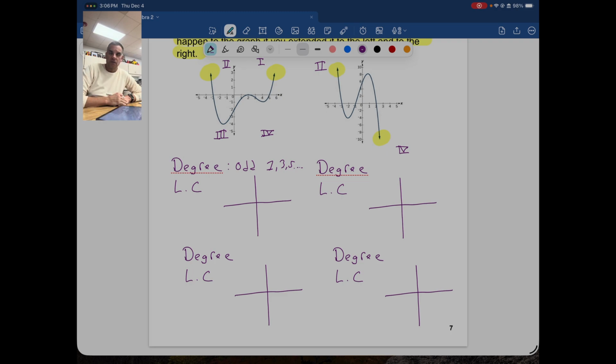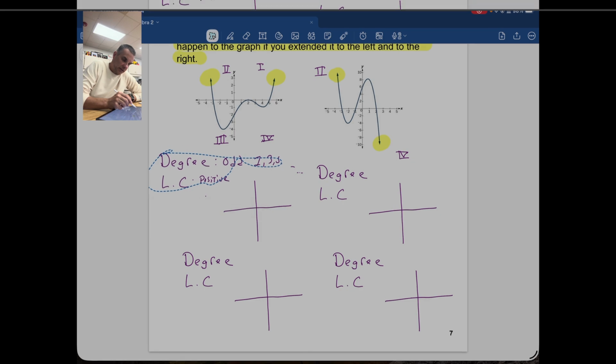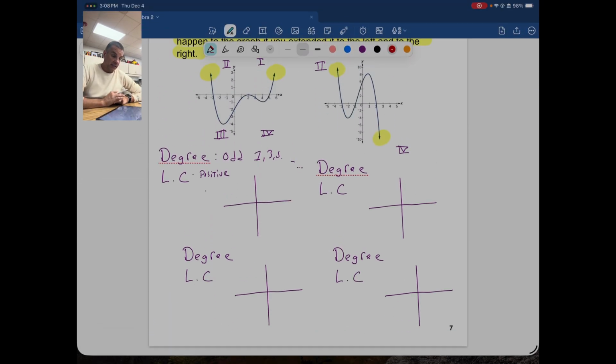And the leading coefficient, the number out front, can be a whole bunch of numbers, but it can only be one of 2 things. It can be either positive or it can be negative. So let's say the degree is odd and the leading coefficient is positive. I've kind of run myself out of room, so let's see if I can move this stuff just a little bit. There we go. So we've got an odd degree and positive.